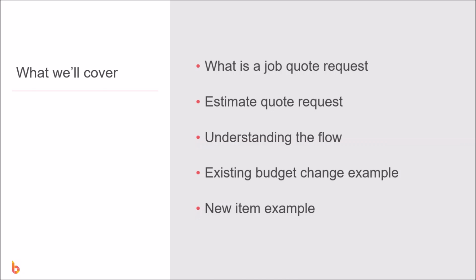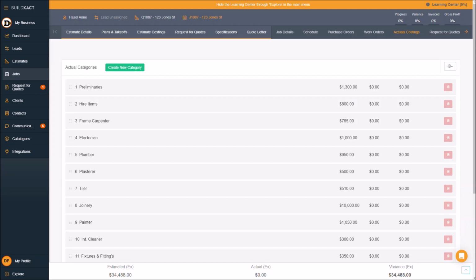So first of all, to explain the job quote request and then how it differs from the estimate equivalent, let's go into a Buildxact account. And you will notice that up at the top, I've got an estimate and a job tied together. And in both, I've got a quote request tab. So in the job area, alongside things like purchase ordering and client invoicing, there's the quote request tab here. And then back in the estimate, I've got the quote request tab here as well.